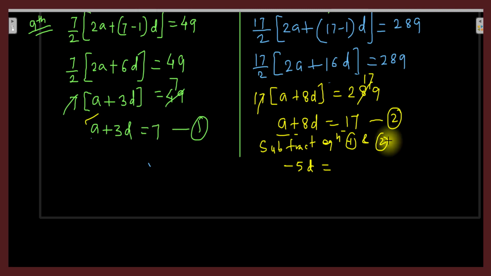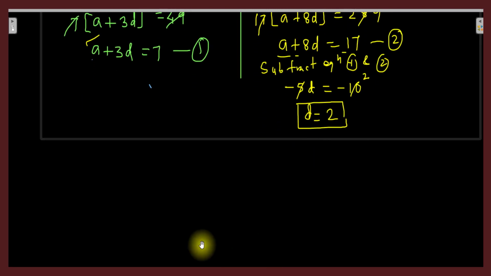which is equal to 7 minus 17, that will be minus 10, and therefore D is equal to 5 ones are 5 and 5 twos are 10, minus minus will be plus, so D is equal to 2. Highlight this important step. So you have got the value of D as 2.